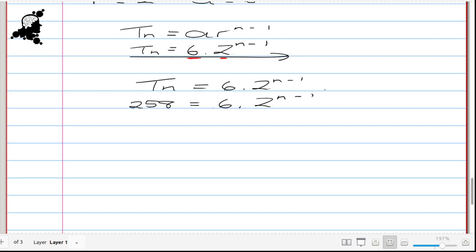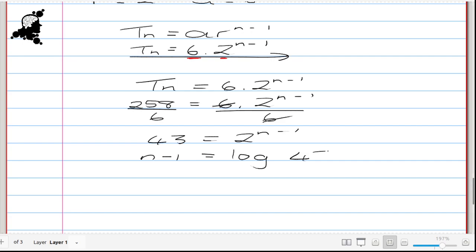Now, according to the laws of mathematics, we know that we need to divide both sides by 6. So I'm going to divide this by 6 and I'm going to divide this by 6. I'm going to get my answer of 43 is equal to 2 to the power n minus 1. Of course, this and this are going to cancel out. Already, when you have a look at this, you will realize that 43 cannot be expressed as a base of 2. In fact, for those of you that know logarithms, you might realize that you could say n minus 1 is equal to the log of 43 base 2.